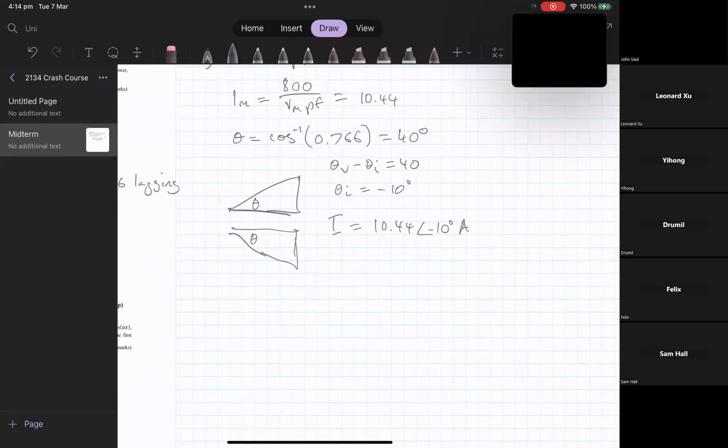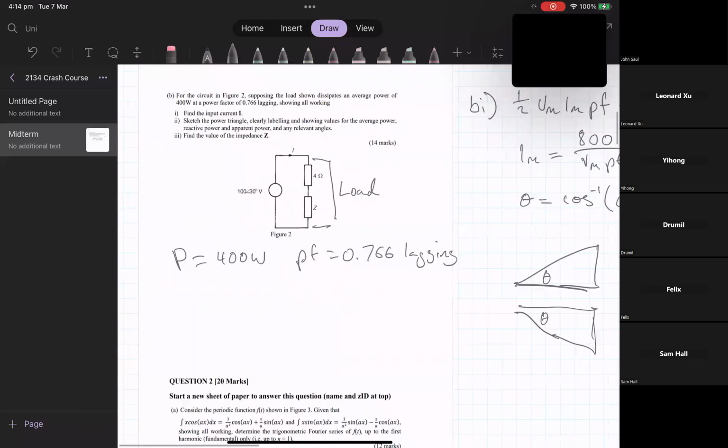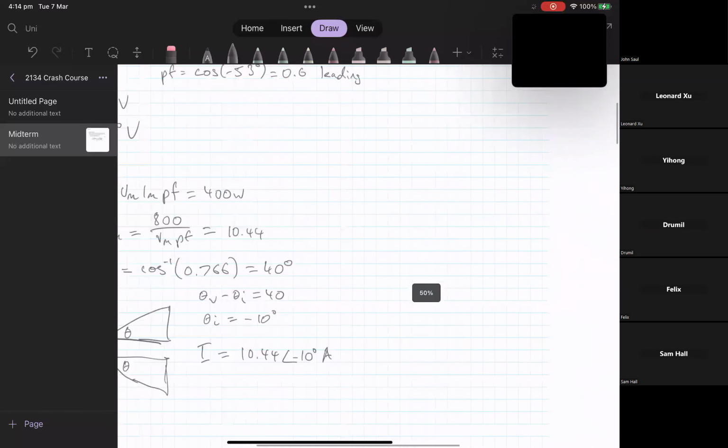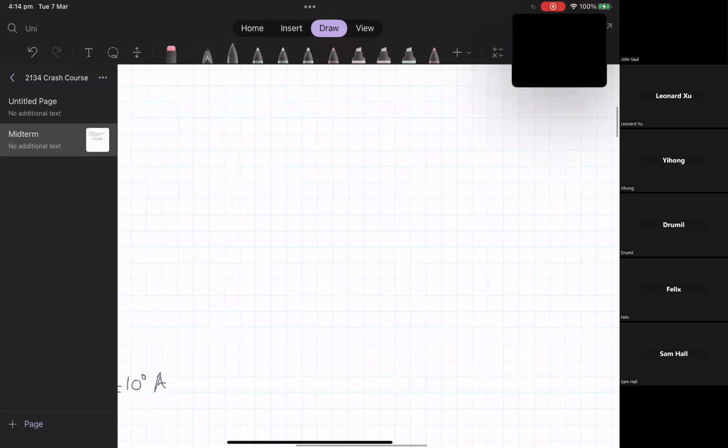Is everybody happy with that so far? Yep. Great. So next we have the power triangle. I've started sketching a couple of those. It asks us for the average power, the reactive power, and any relevant angles, as well as the apparent power. So we know that we have a lagging power factor, so our power triangle will have a positive angle. And we can use the value previously calculated, 40 degrees.